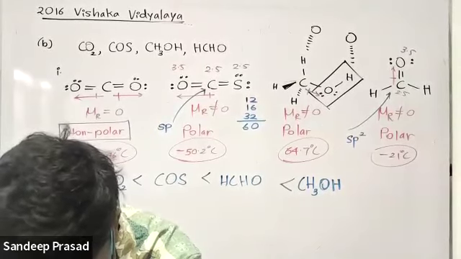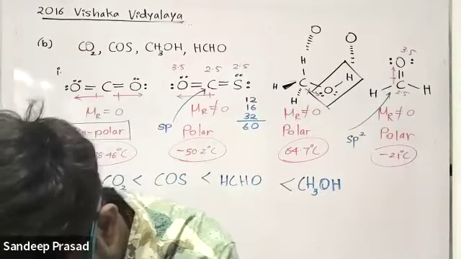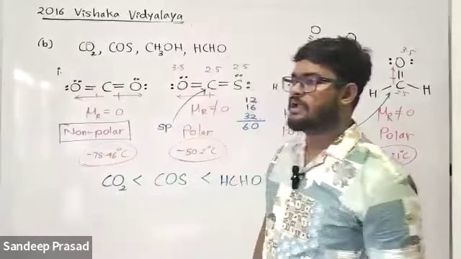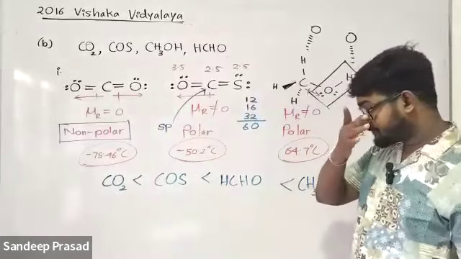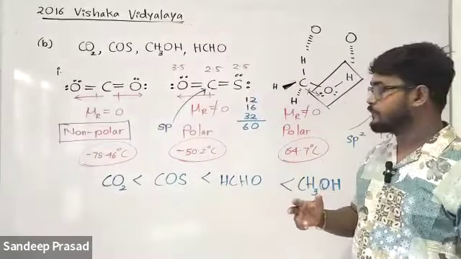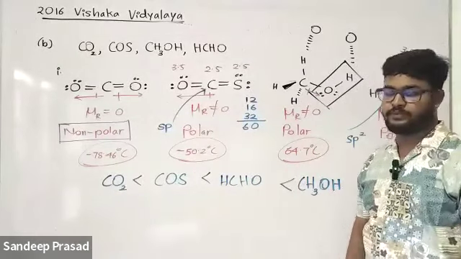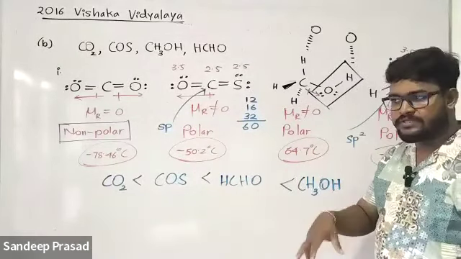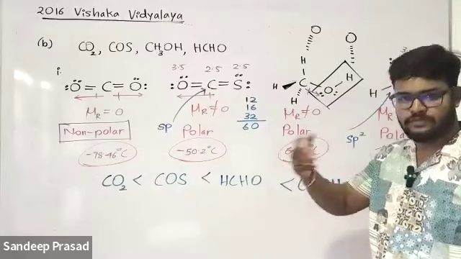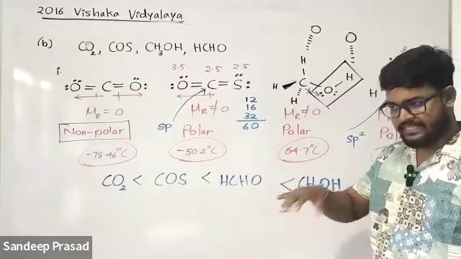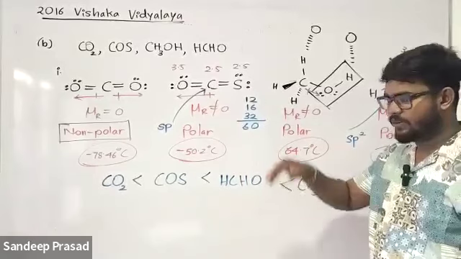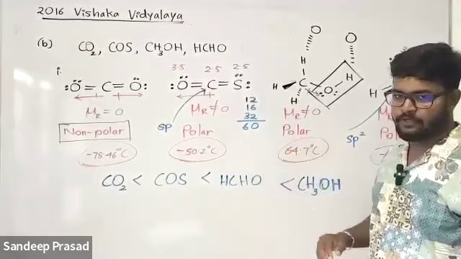Why didn't you put dipole-dipole interactions for methanol? I told you, Akash, the reason I didn't put dipole-dipole interactions for methanol. Hydrogen bonding is one of the types of dipole-dipole interactions. That's why I put only hydrogen bonds, not dipole-dipole interactions.